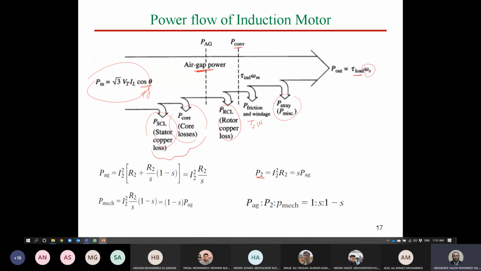Of course, take care. All the power up to the air gap is considered moving with the synchronous speed. So we can say air gap power equals torque developed or electrical torque multiplied by omega synchronous. However, after that, the speed of the rotor will be here. So this is omega M, not omega synchronous. So this is regarding the power flow.